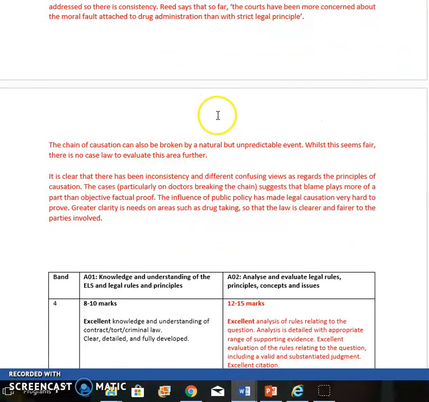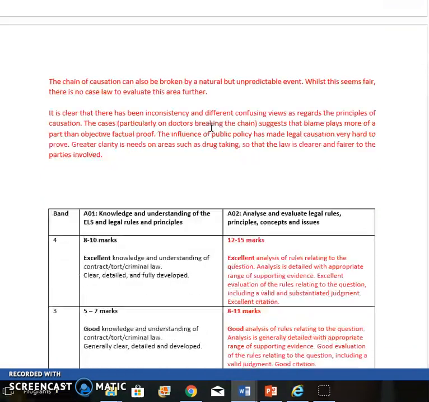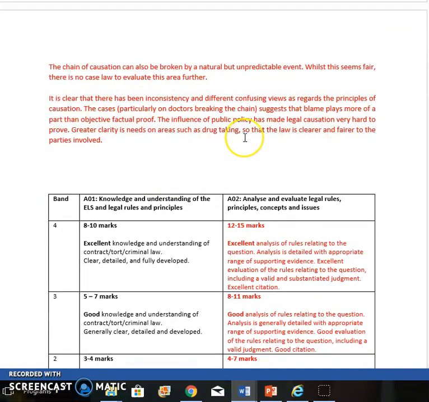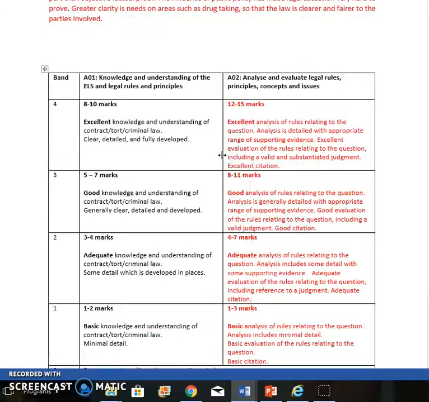Very little to say about natural but unpredictable events because we don't have any cases on it. However, in theory, it seems like a fair enough rule. I've concluded there by saying that the law on causation is inconsistent, and that we need clearer rules on this.